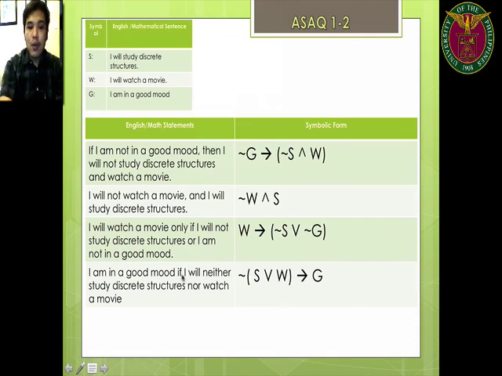And then we will convert this proposition to become the consequence. I am in a good mood, which is simply G. So it's not S or W implies G. So that's the answer to the last item.